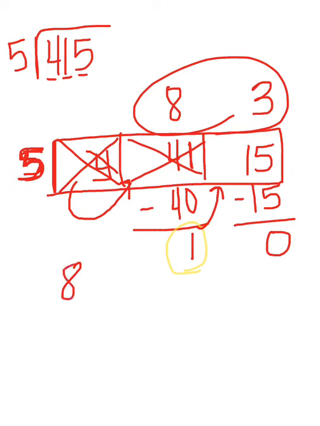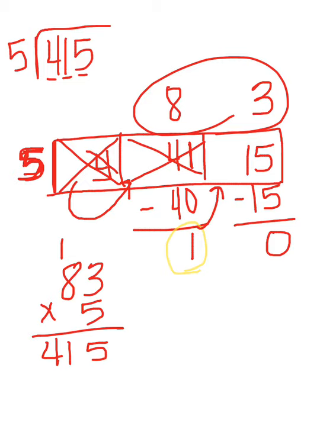And we can check that by multiplication. 5 times 3 is 15. 8 times 5 is 40, plus 1 is 41. That's 415.